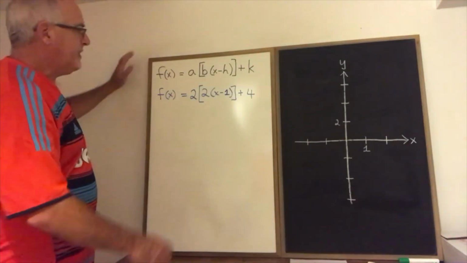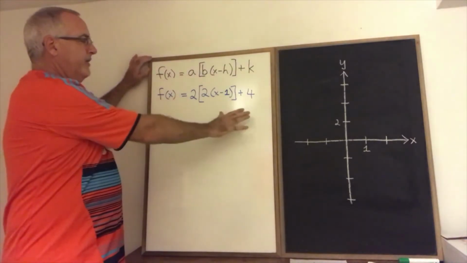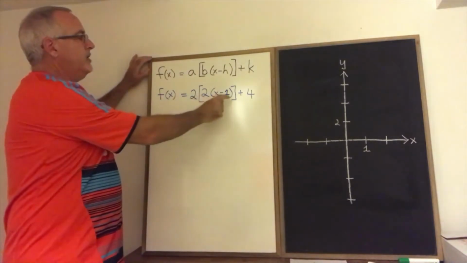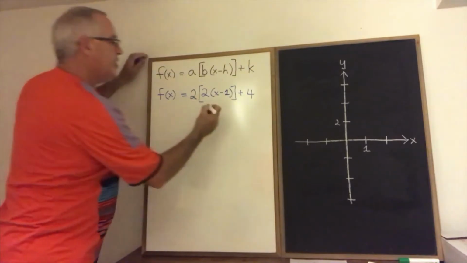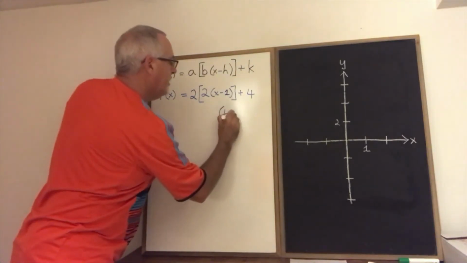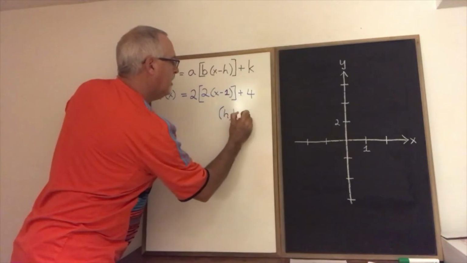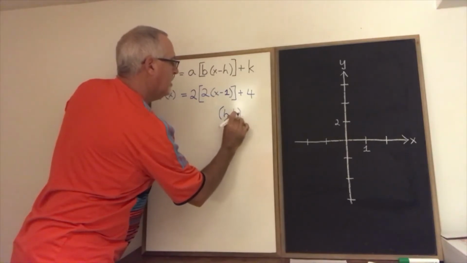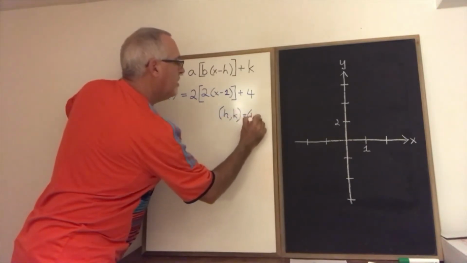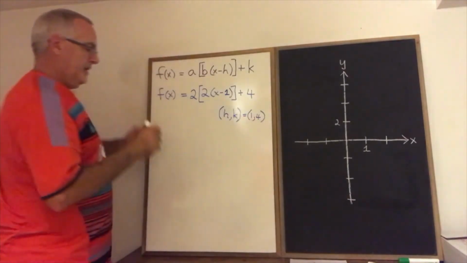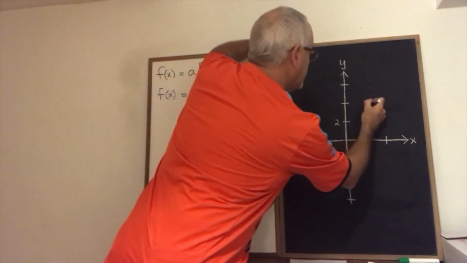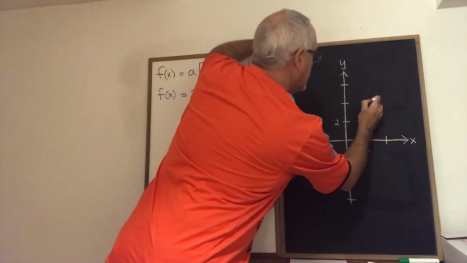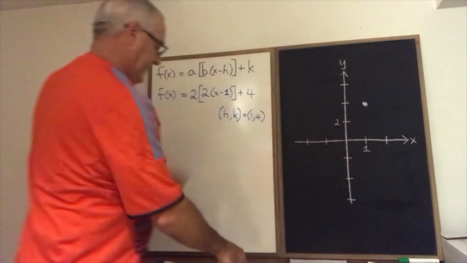Okay, I'm ready. So here we have a different function. A is 2, B is 2, H is 1, K is 4. Right away we pull out our H, K. And we put a dot at 1, 4, which with the scaling I've chosen puts a closed circle right here.